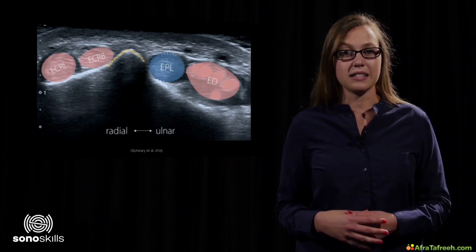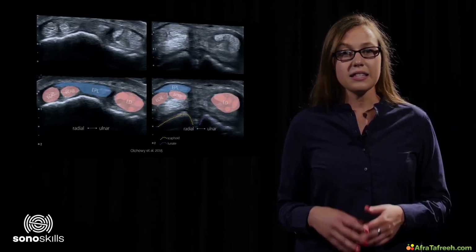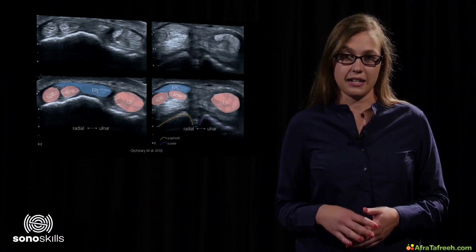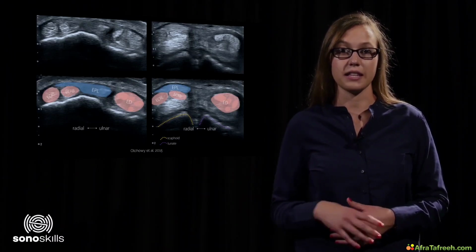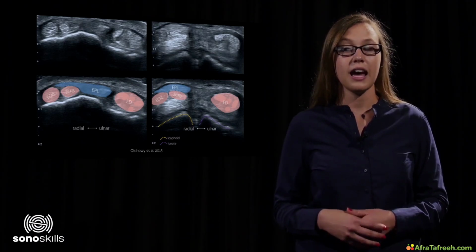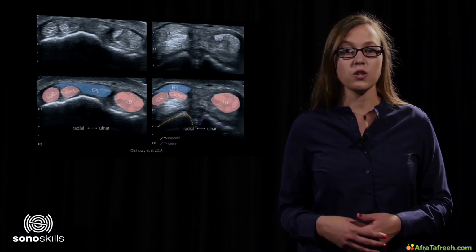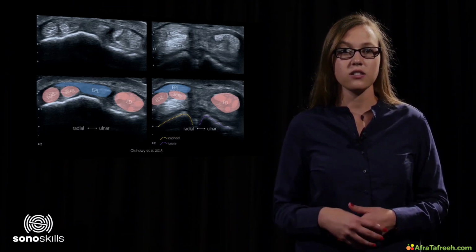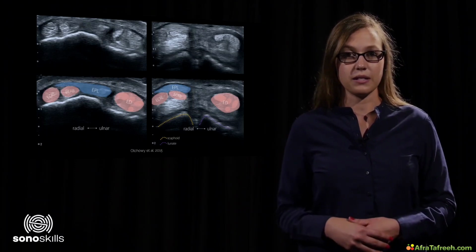The EPL is a single tendon in compartment 3. This image shows the EPL tendon in blue, encroaching superficially from the tendons of the second compartment, the extensor carpi radialis longus and brevis tendons. As illustrated, it moves away from the tendon of the extensor digitorum communis, which belongs to the fourth compartment.